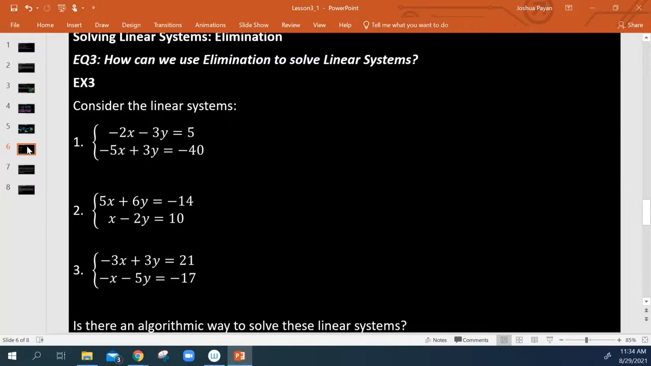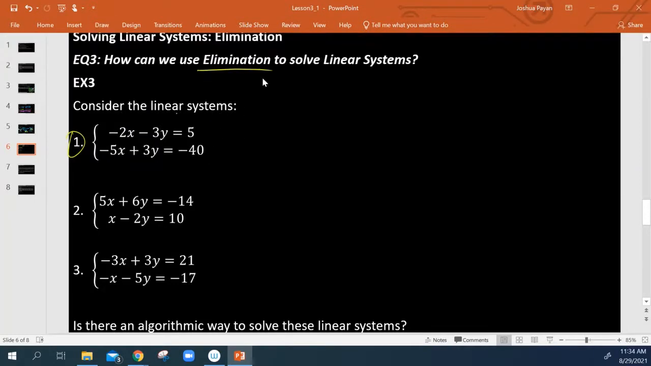Okay, so now let's look at another way, elimination, right? So this is more of an algorithmic way to do this. So you see I've got both of these guys expressed in standard form, Ax plus By equals C. Okay, that's important. That's important.